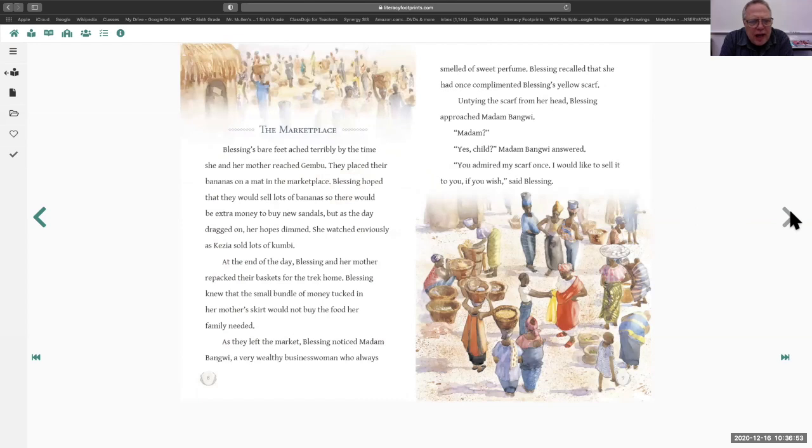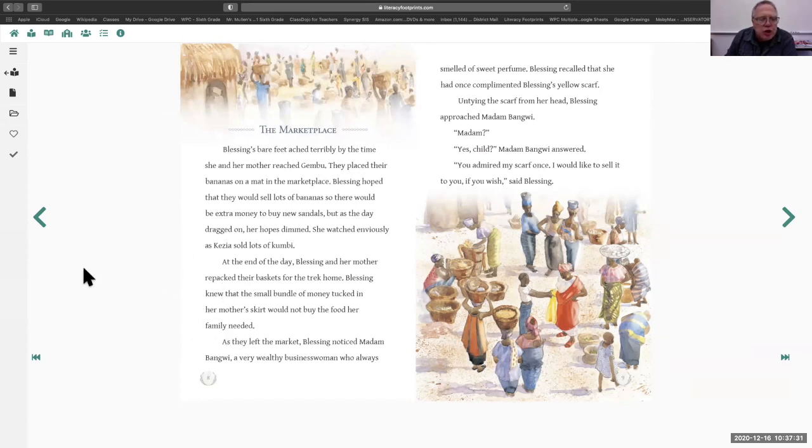The marketplace. Blessing's bare feet ached terribly by the time she and her mother reached Gembu. They placed their bananas on a mat in the marketplace. Blessing hoped that they would sell lots of bananas so there would be extra money to buy new sandals. But as the day dragged on, her hopes dimmed. She watched enviously as Kezia sold lots of kumbi. At the end of the day, Blessing and her mother repacked their baskets for the trek home. Blessing knew that the small bundle of money tucked in her mother's skirt would not buy the food her family needed.